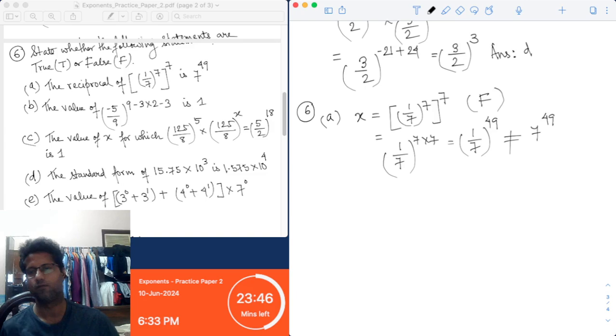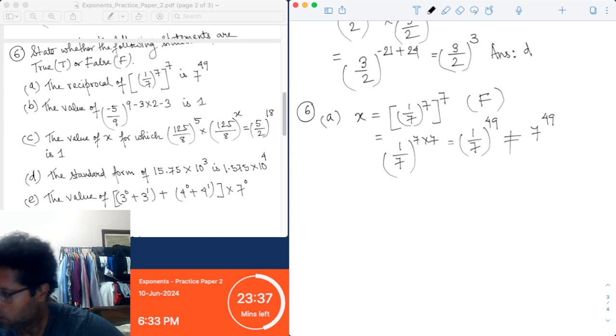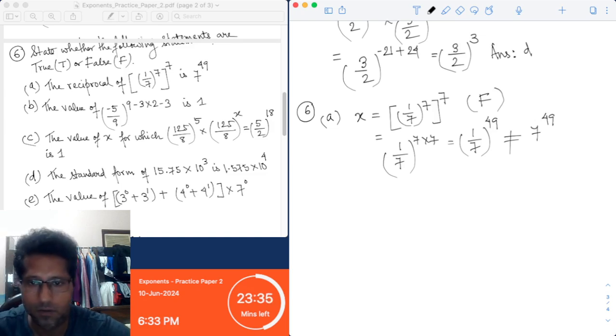(1/7) to the power 49 is not equal to 7 to the power 49 because the bases are different. The bases are reciprocal of each other. 1 by 7 is not equal to 7. Okay. So A is false.